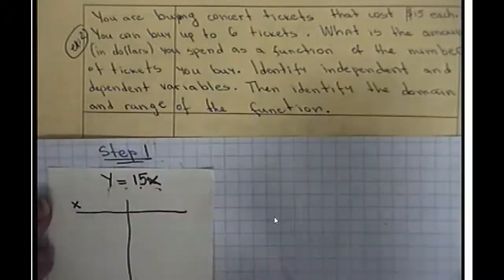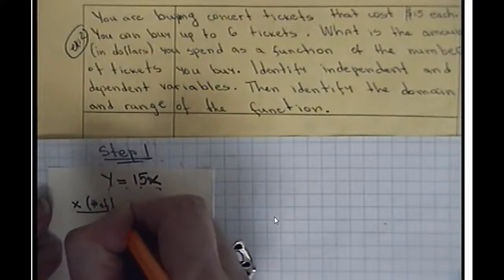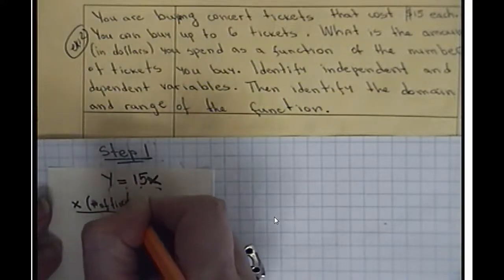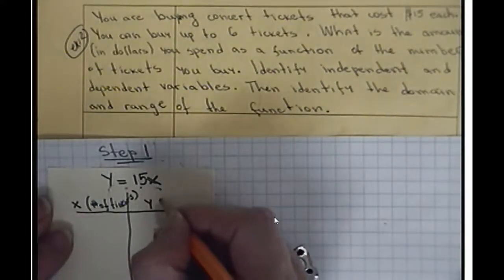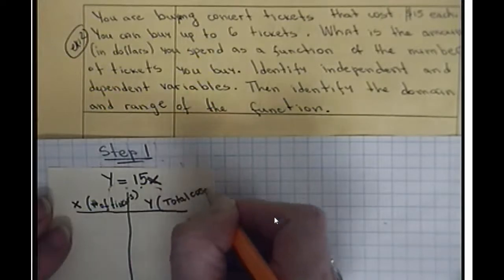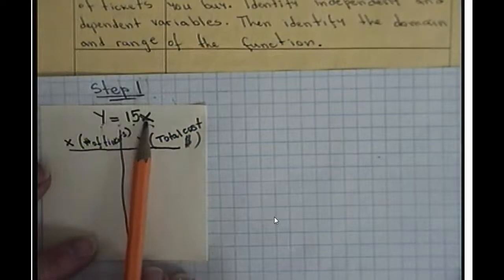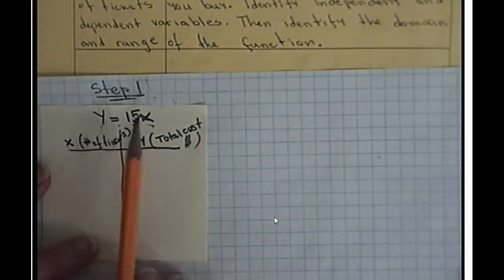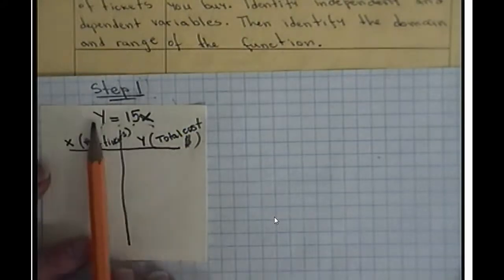X values is the number of tickets, and then we have y, which will be the total cost, dollar amount. So that's the first thing, because if you think about $15 for one ticket, it will be $15 total, but if we have $15 times 10 tickets, this will be $150.